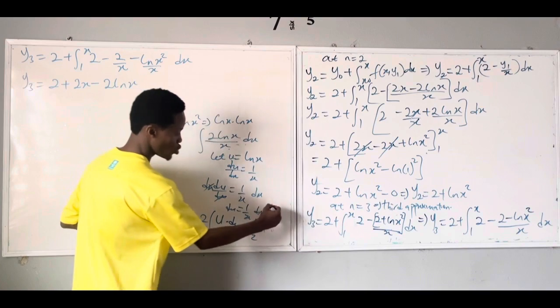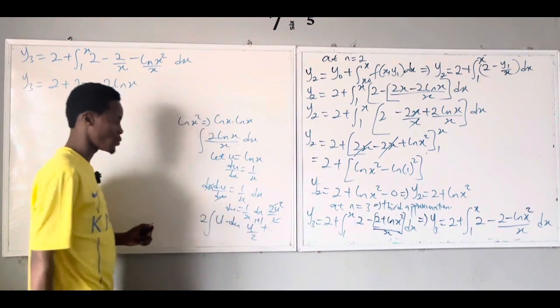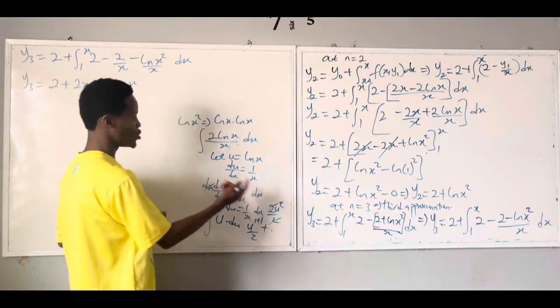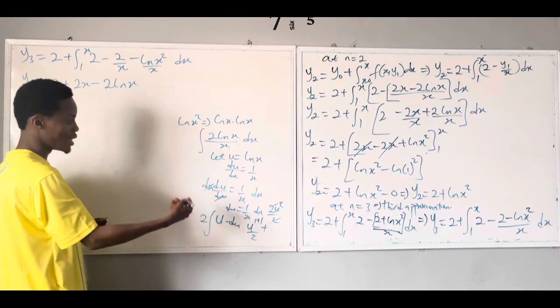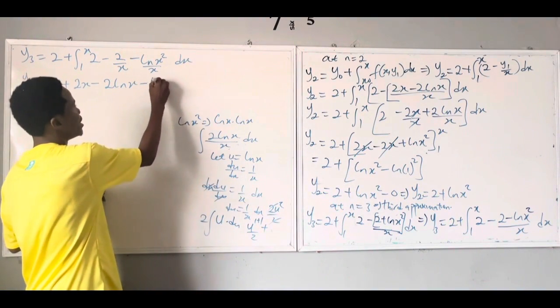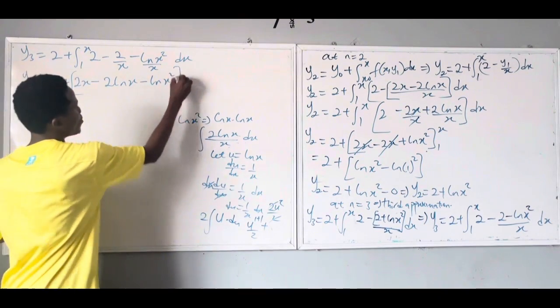There's 2u square all over 2. 2 will cancel this. I'm going to have u square. So what is my u square? My u square is ln s square. So if I integrate this, I'm going to have what? Ln s square. That is minus ln s square. So what am I going to do here? So from here is what? From 1 to x.